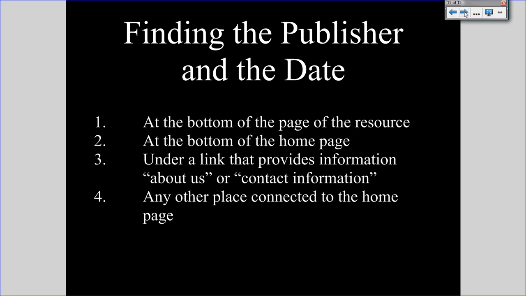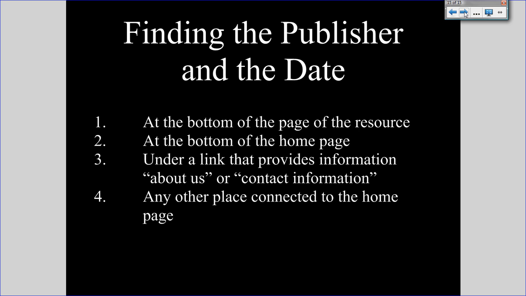Second, you could look at the bottom of the home page if the bottom of the page of the resource does not reveal it. Find the home page of the overall site, and you could find the publisher and most recent date of update there. Third, you could look under a link on the home page that provides information that says About Us or contact information. If you do some quick looking there, you might find the name of the organization which publishes the information. Fourth, you could look at any other place connected to the home page. So About Us or contact information may not appear, however you might find a link that does eventually lead to information about the publisher.